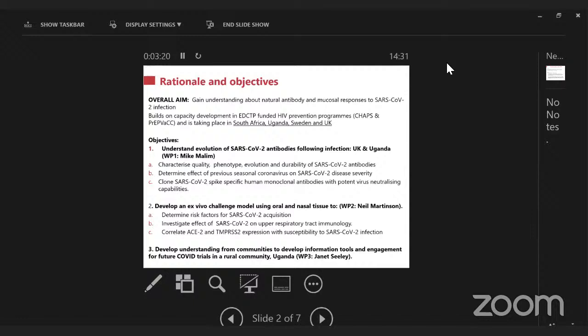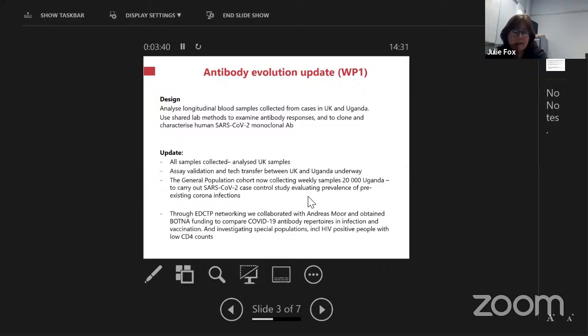And then the third objective we have is a social science work package led by Janet Seeley, which is developing understanding from communities to develop information tools and engagement for future COVID trials in rural communities. And in our case, it's in Uganda. So I'm going to give an update for each work package now.